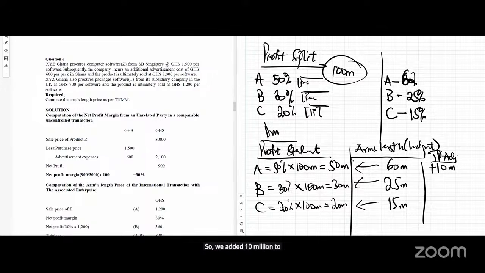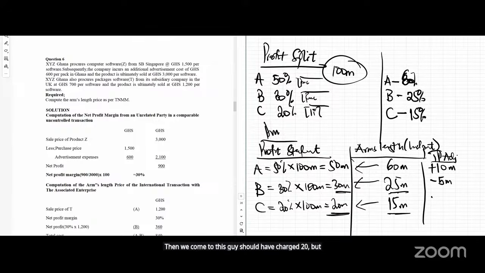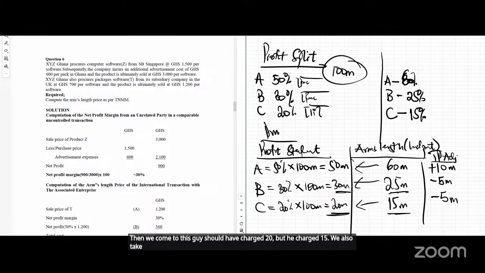Okay. Then we come to this guy. He charged 30 million instead of 25. So he has overstated profit, right? So we take 5 million from his profit. Then we come to this guy. He should have charged 20, but he charged 15. We also take 5 million out of his profit as an adjustment. Overall, the total adjustment should always add up to 0.